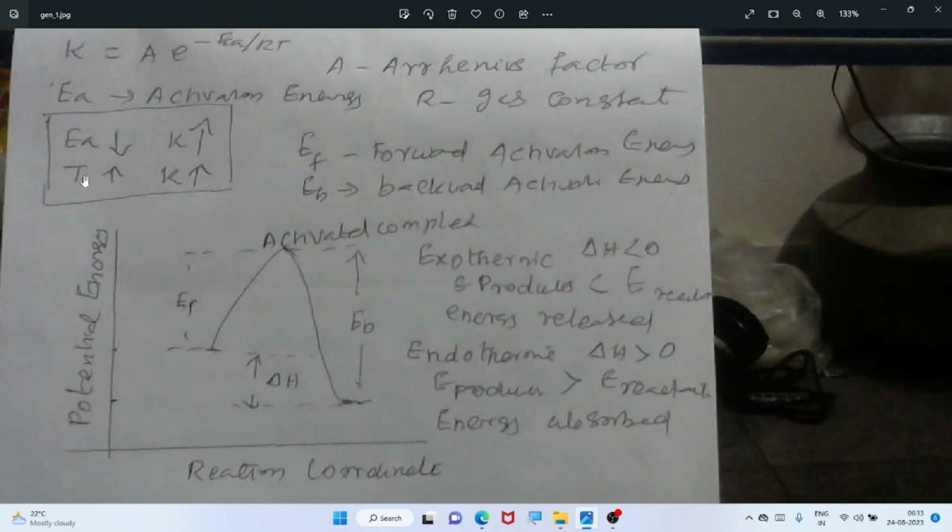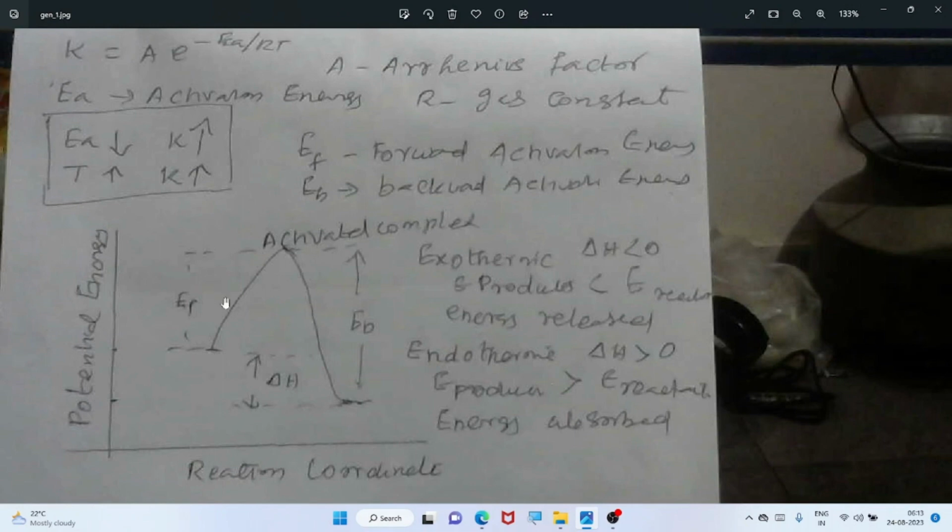Similarly, when you increase T, which is in the denominator here, the k will increase. Okay, 1 by T will decrease, and because of the negative sign, k increases. So when activation energy decreases, k increases; temperature increases, k increases.